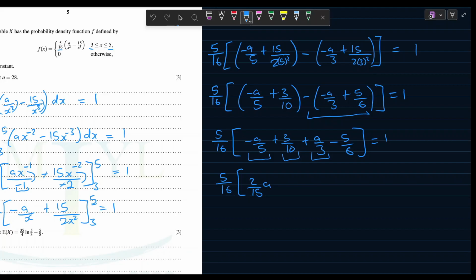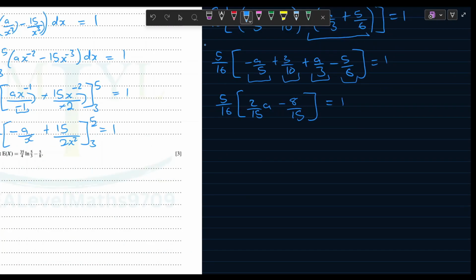And then we've got 3/10 minus 5/6, this gives us negative 8/15, and this should all be equal to 1. Let's multiply through by 5/16. So 5/16 times 2/15, that gives us 1/24a. And then 5/16 times negative 8/15, that's minus 1/6. And this should be equal to 1.